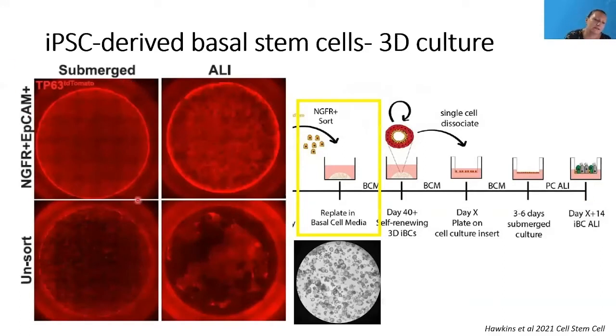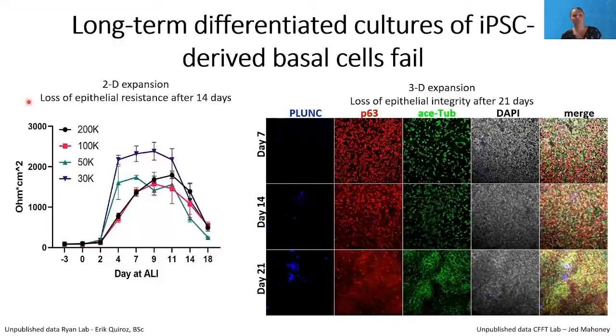And he also sorts for NGFR and EpCAM, and he has a reporter line that is able to validate that these cells are also expressing P63. He can use the reporter line for sorting of these cells and dissociation of the basal stem cells. However, the iPSC-derived basal cells do have a tendency to fail over longer periods of time at the air-liquid interface.